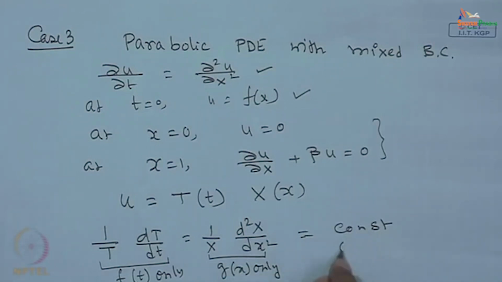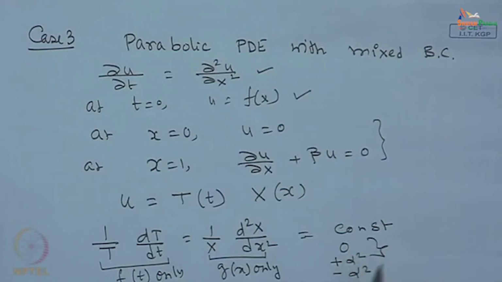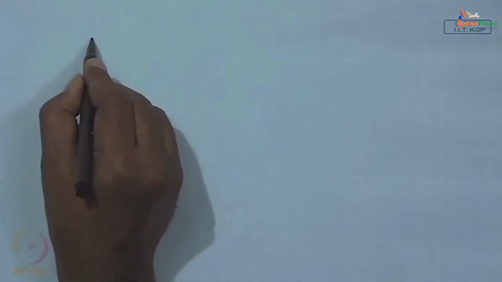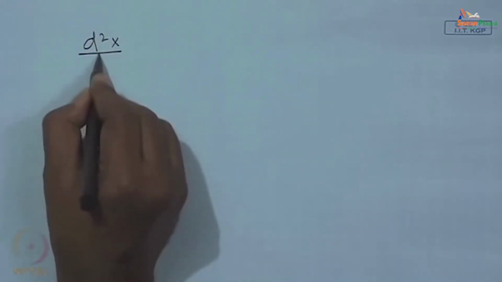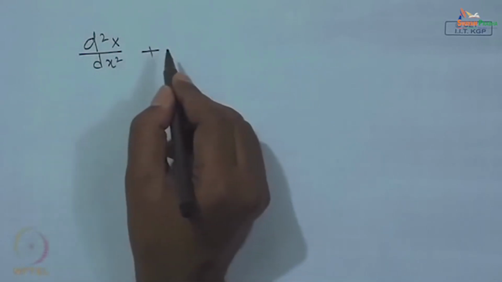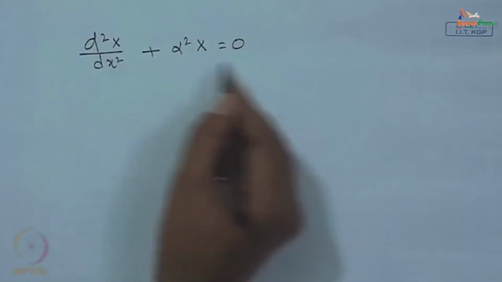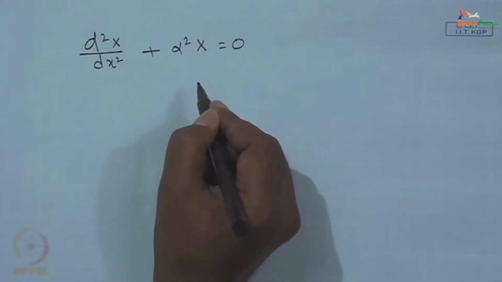Again this constant can be 0, can be positive, can be negative. We have already seen that for 0 and positive values you will be getting a trivial solution. Therefore, in order to get a non-trivial solution, this constant must be negative. So, this becomes d square X/dx square plus alpha square X is equal to 0. This is again a standard eigenvalue problem or Sturm-Liouville problem.